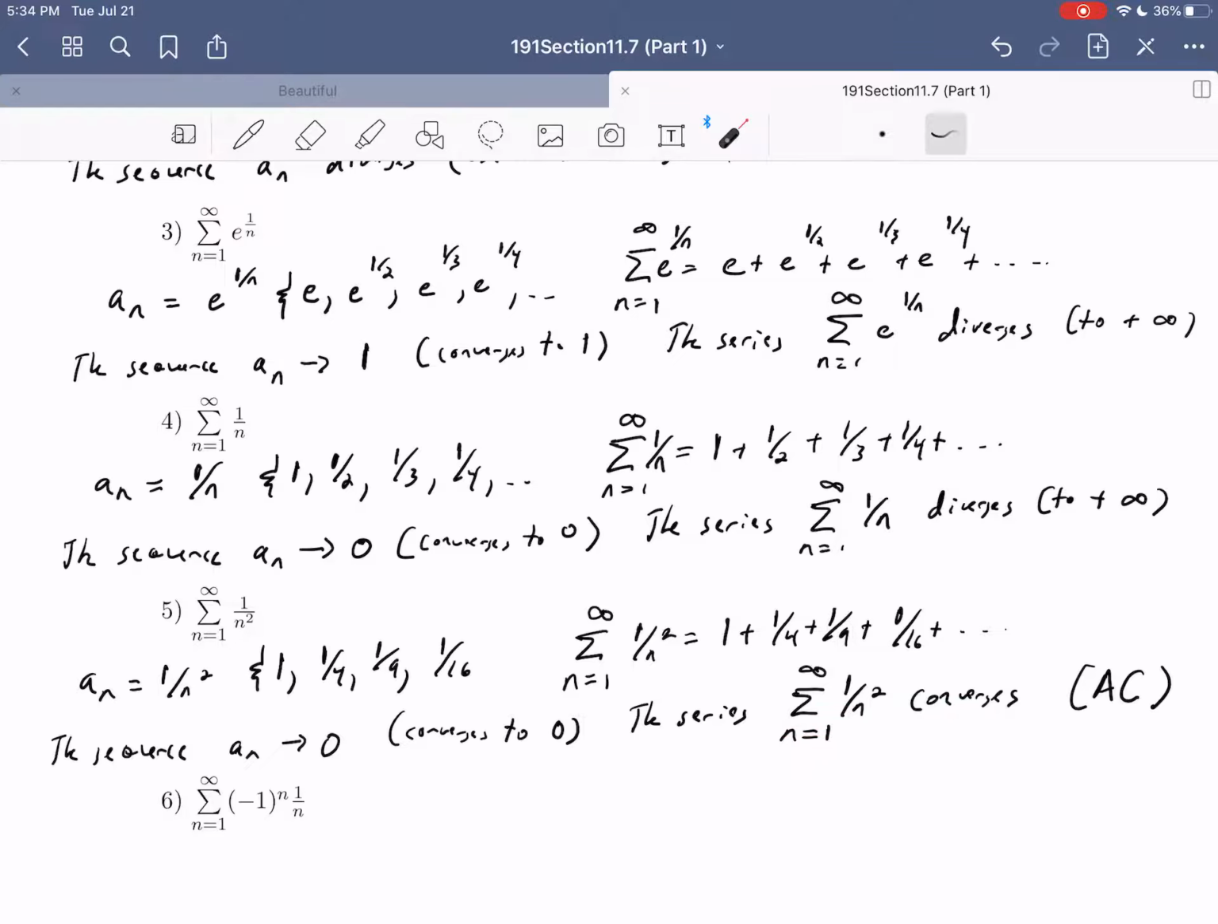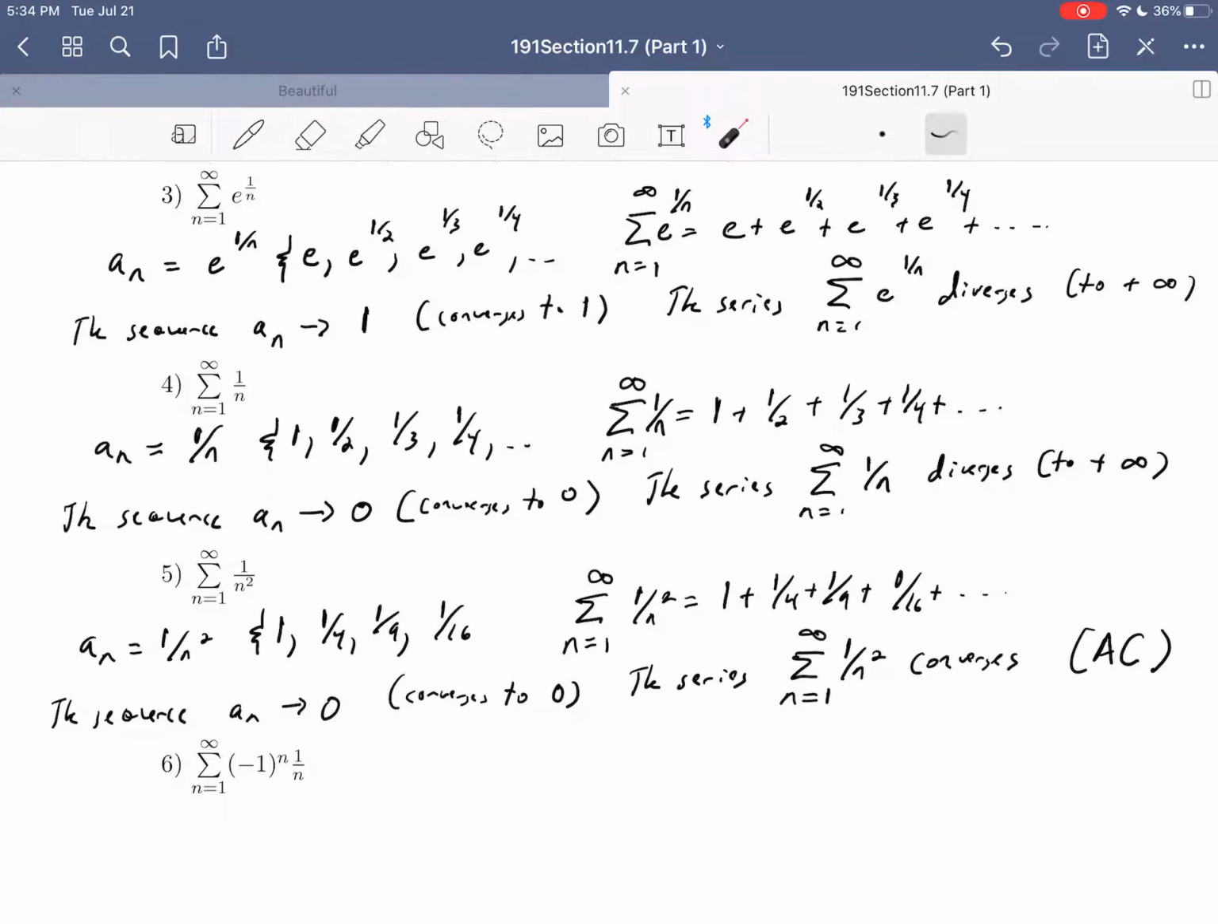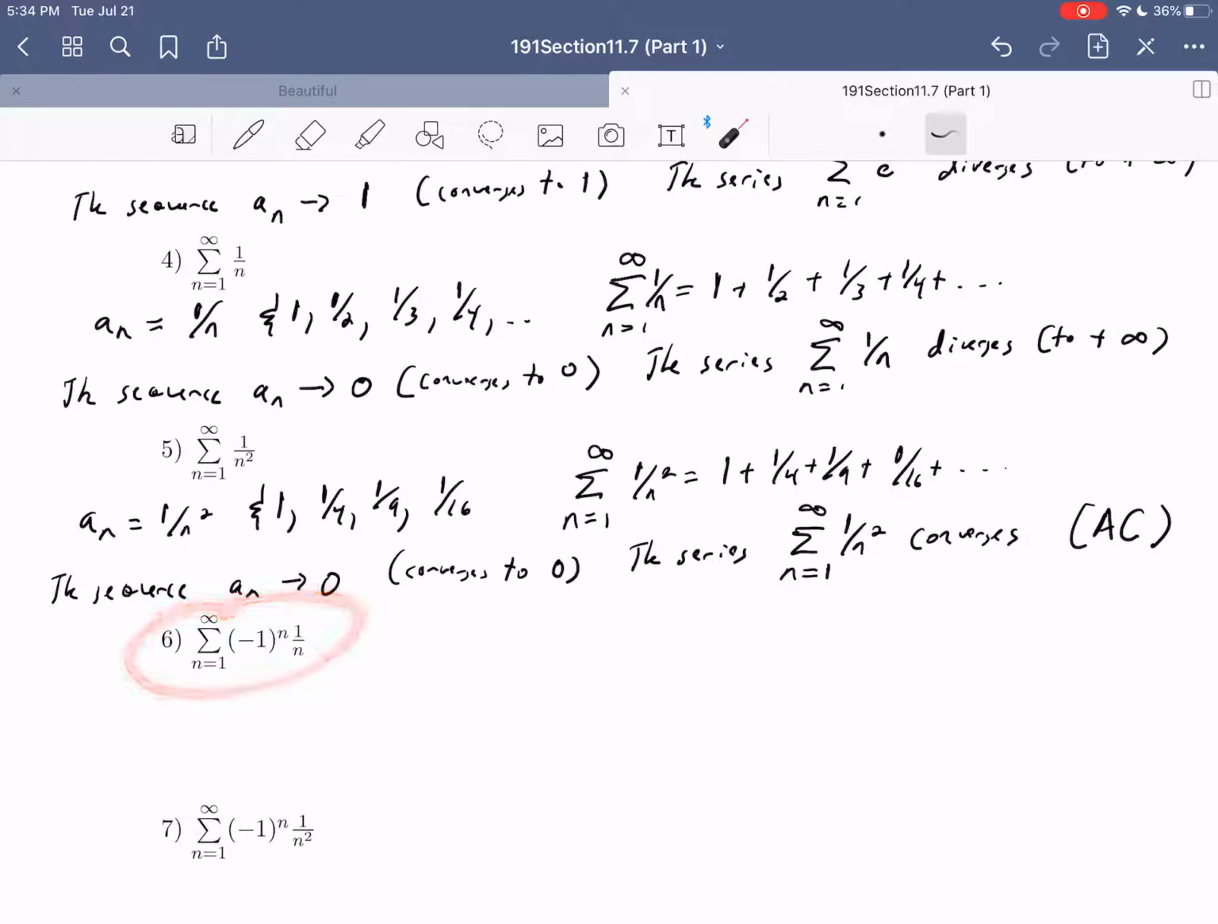Okay, now let's change gears a little bit and talk about some that aren't always positive. So let's look at 6 here. This is the sum from n equals 1 to infinity, minus 1 to the n, 1 over n. This is what we sometimes reference as the alternating harmonic. So the terms here would be minus 1 to the n, 1 over n. And if we look at those, well, since we're starting at n equals 1, we'd have minus 1, then we'd have positive 1/2, then minus 1/3, then positive 1/4, and so on.